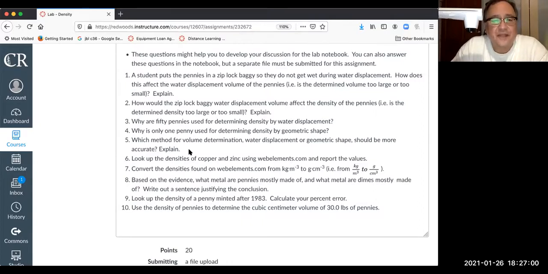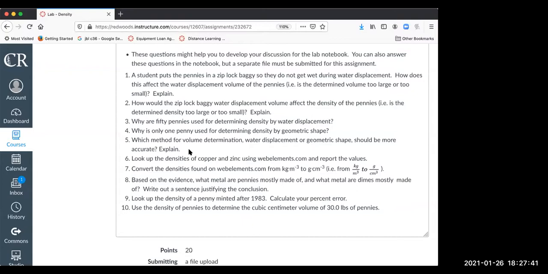Let's look at number two. How will the Ziploc baggie displacement volume affect the density? Well, in this case, write down on a piece of paper, density is equal to M over V. With number one, we said, hey, the volume will be too large. Take a look at that formula. If we put a V in there that's too large, how does that affect D? So let's say V was supposed to be 2. And when we measure it, it's 10. How does that affect the density? Who wants to try that one? No one's game? So let me show you.